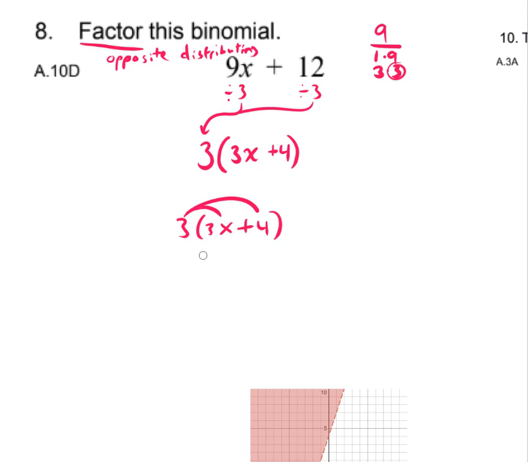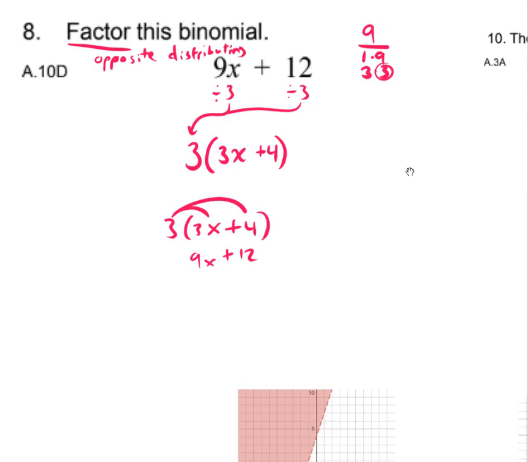So 3 times 3x is 9x, right? 3 times 4 is 12. 9x plus 12 is what I started with. Therefore, I know that at least I factored out the 3 correctly. Okay? So anyway, there we go. That's factoring the binomial. Remember, it's basically the opposite of distributing.